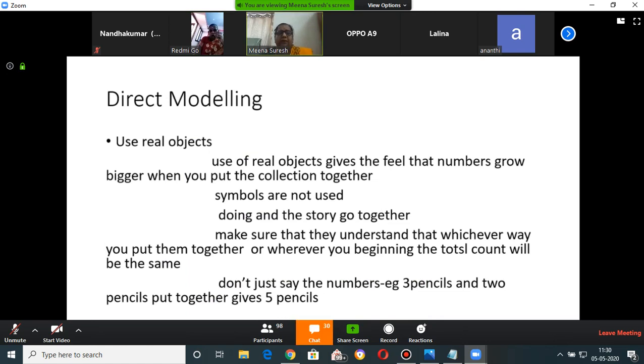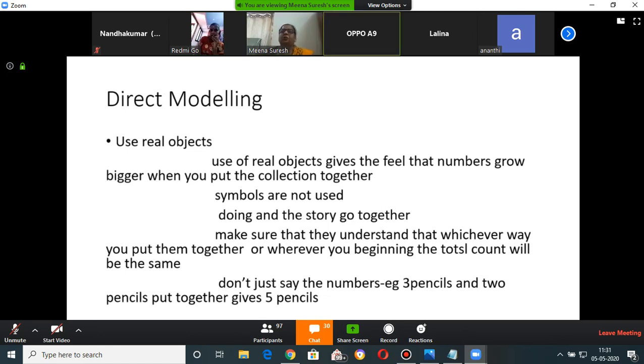When you begin addition, you should start with direct modeling. The first step being use real objects. Use of real objects gives the feel that numbers grow bigger when you are putting them together. When you are doing addition for the first time, symbols are not to be used. Telling a story will help a lot.